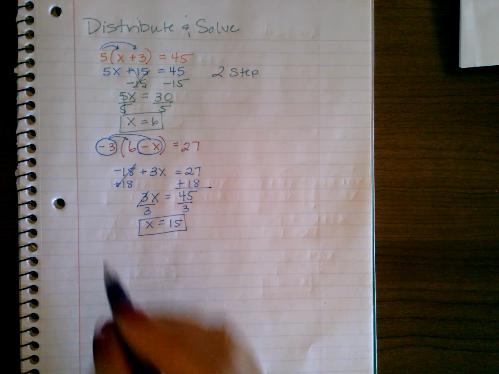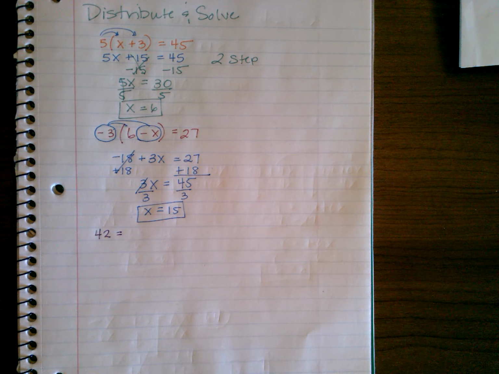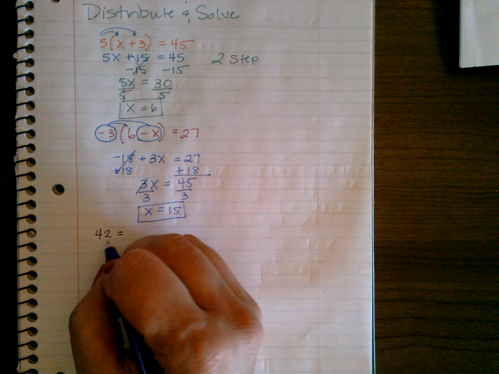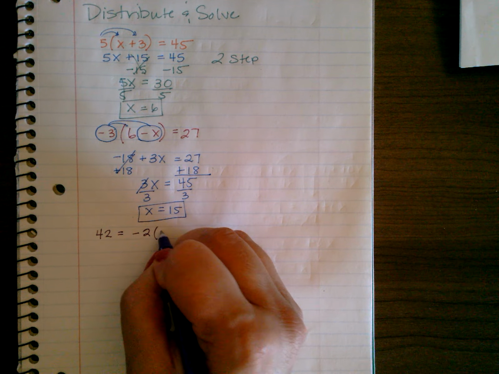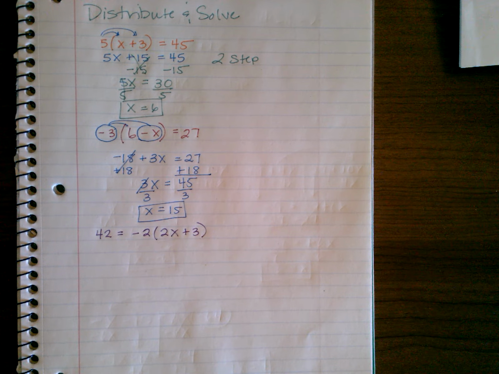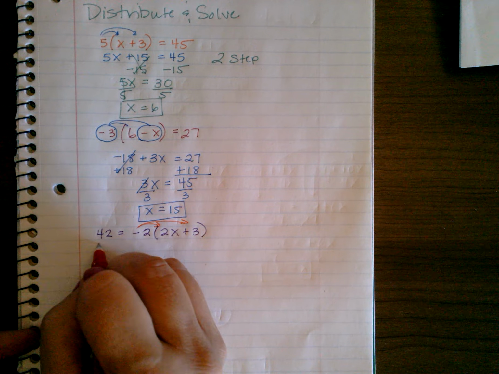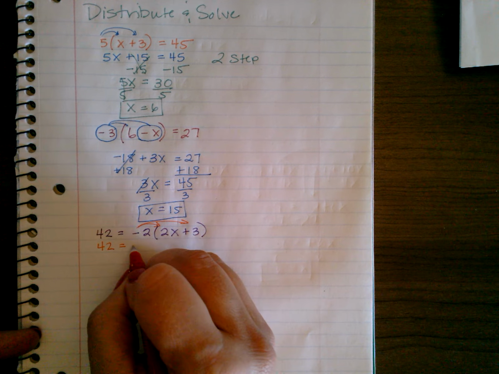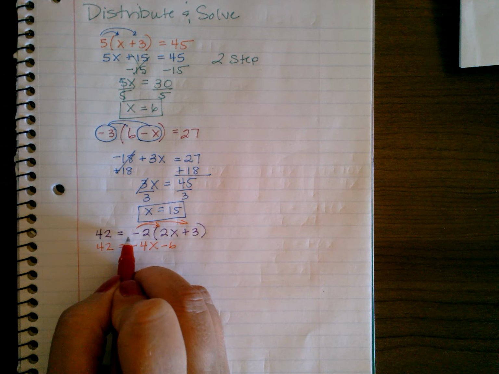Another example, we're not going to be bothered if they give us the solution first. Remember, I talked about if that bothers you, you just rewrite it. So 42 equals negative 2 times the sum of 2x and 3. Distribute. 42 equals negative 4x minus 6.